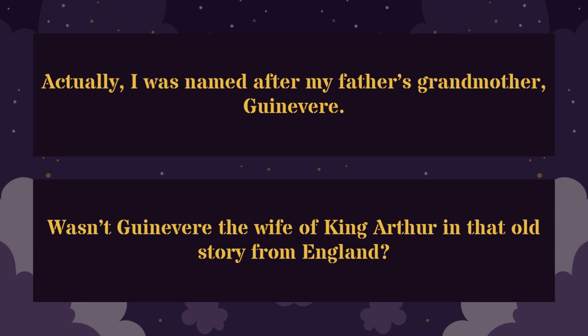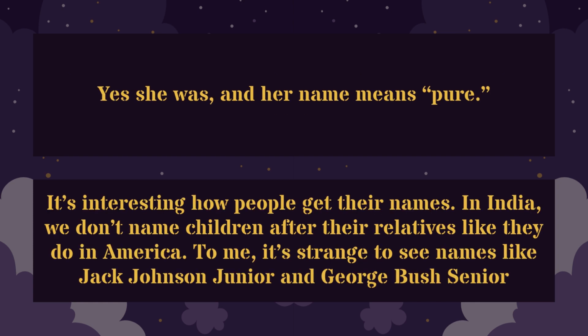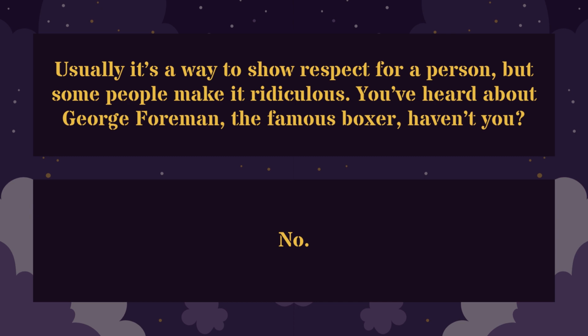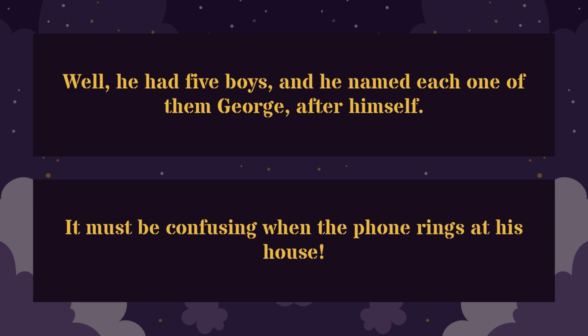Wasn't Guinevere the wife of King Arthur in that old story from England? Yes, she was. And her name means pure. It's interesting how people get their names. In India, we don't name children after their relatives like they do in America. To me, it's strange to see names like Jack Johnson Jr. and George Bush Sr. Usually, it's a way to show respect for a person, but some people make it ridiculous. You've heard about George Foreman, the famous boxer, haven't you? No. Well, he had 5 boys, and he named each one of them George, after himself. It must be confusing when the phone rings at his house.